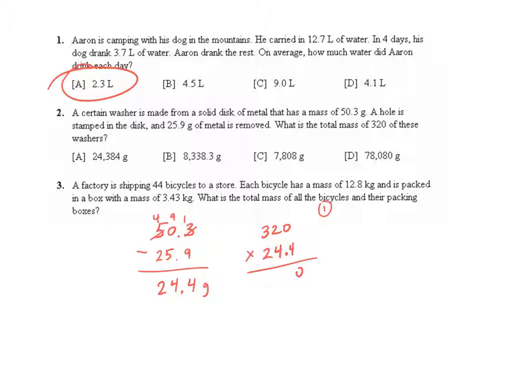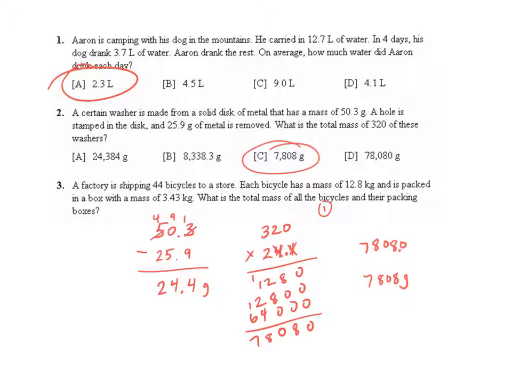4 times 0, 0, 8, 12. 0, 8, and a 12 again. And then a 0, 4, and 6. Go ahead and add our partial products. And we need to now place the decimal. And to place the decimal, we're going to shift everything over one place value, so the decimal will end up being right there. So we have 7,808 grams of metal goes into making 320 of those washers.